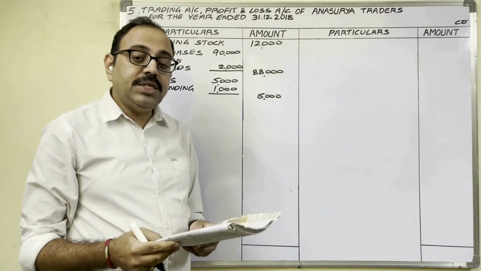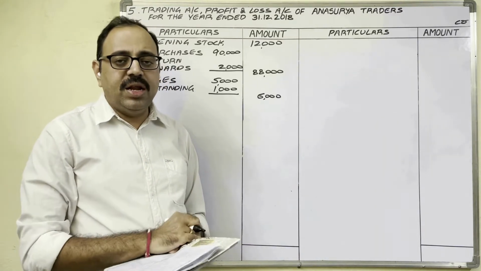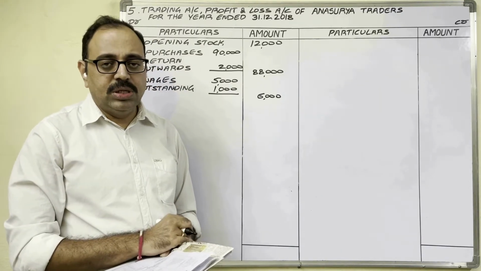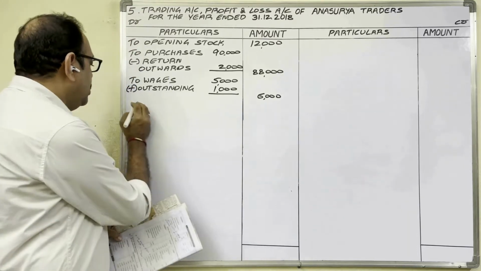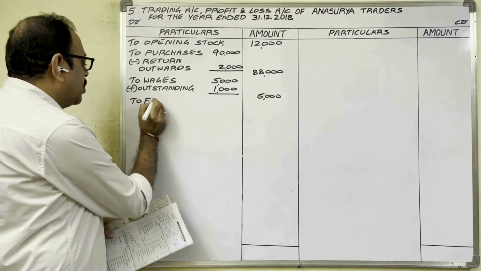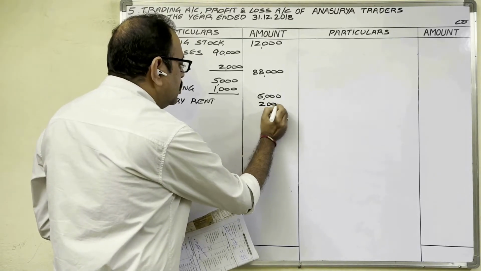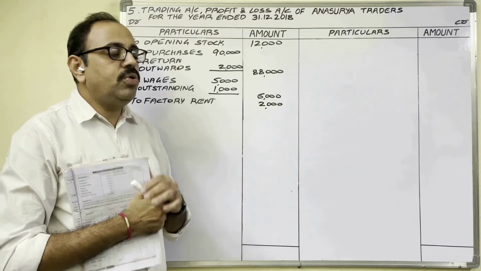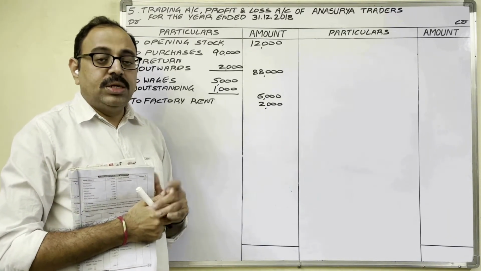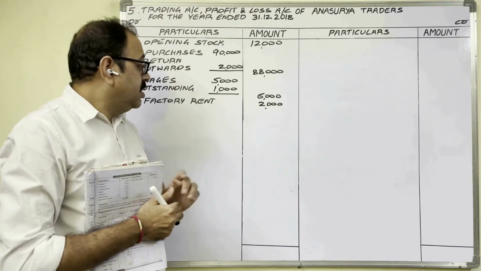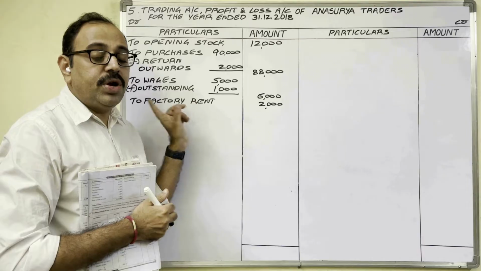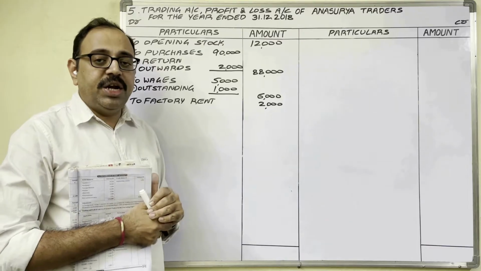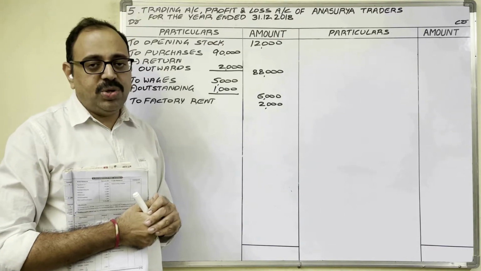Next, factory rent. All factory related expenses are direct expenses, because in the factory only we manufacture the goods. So factory rent is direct expenditure. You have to debit 2,000 rupees to the trading account. Remember, if only rent is given, our assumption is it is showroom rent, office rent or godown rent. But if factory rent is given, we debit that to the trading account. If only the word rent is given, it is an indirect expenditure. In the P&L account on the debit side, we have to show that.